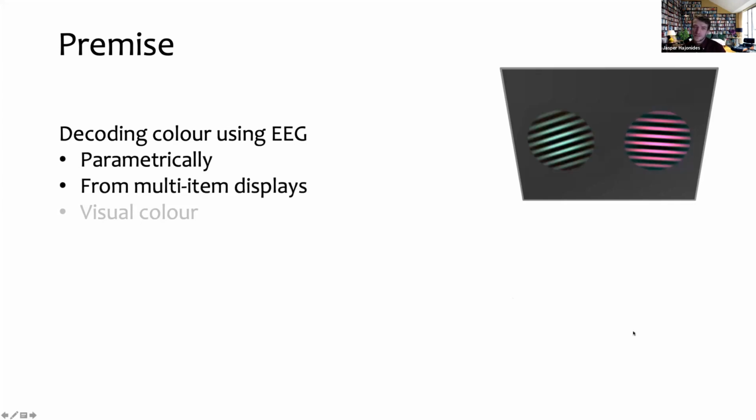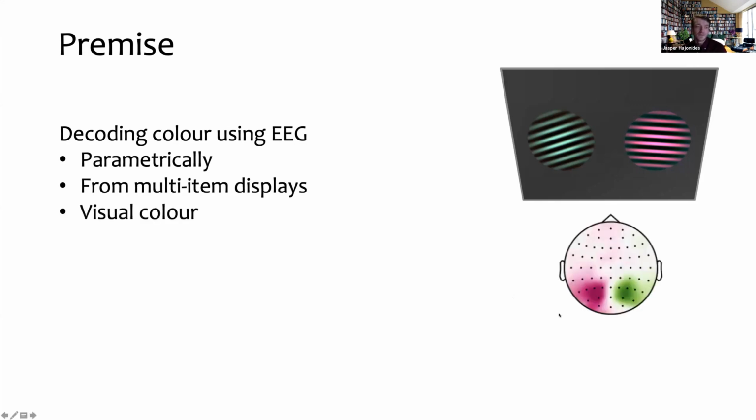And in the current experiment, we're also going to be looking at multi-item displays. So we're going to be trying to decode multiple features at the same time from a visual display. And importantly, we'd like to look at visual color as opposed to verbal labeling of colors. So we're mostly going to be focusing on the posterior sensory electrodes in our analysis.